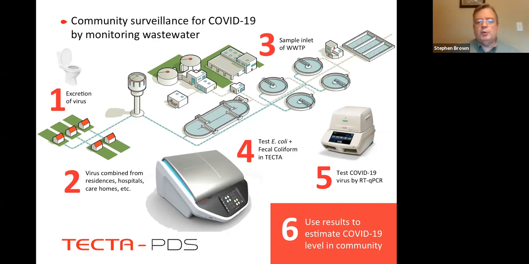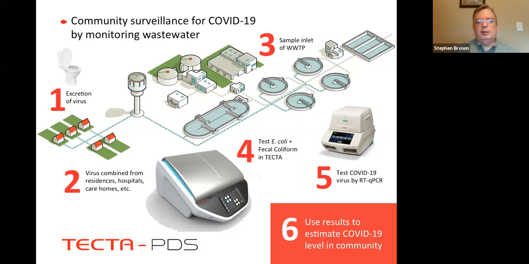I should point out we put a 1 milliliter sample in the TECTA. The results for most of our sewage samples come in about 5 to 8 hours. So we actually know the E. coli or fecal coliform level usually well before the PCR results are finished. And so that makes it a very convenient measurement to do in the TECTA. It's not occupying the time of the technicians who are working on the PCR analysis at the same time.